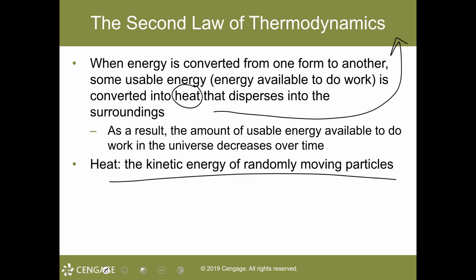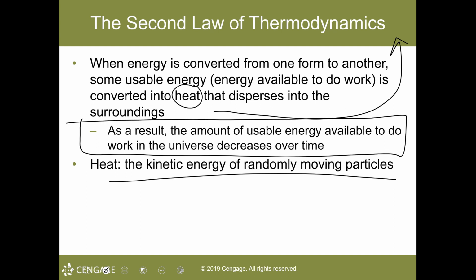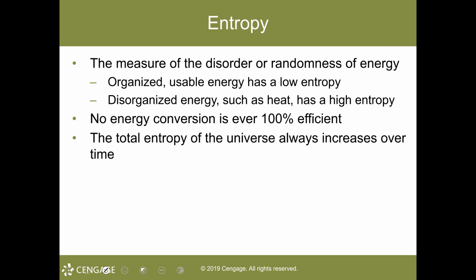As I've said it this way, less usable energy is more diffuse and disorganized. That is entropy, that is the heat that is lost. Entropy is a measure of disorder, or randomness. Organized, usable energy has low entropy, whereas disorganized energy, such as heat, has high entropy. So entropy, class, is increasing. Increasing.